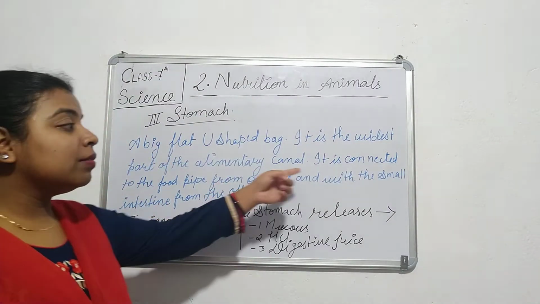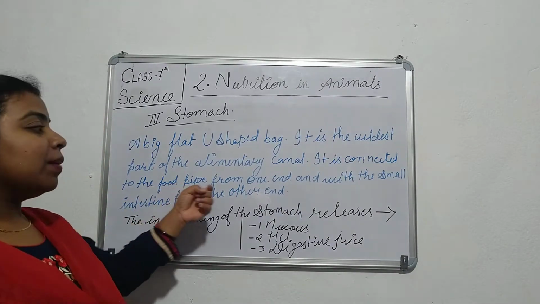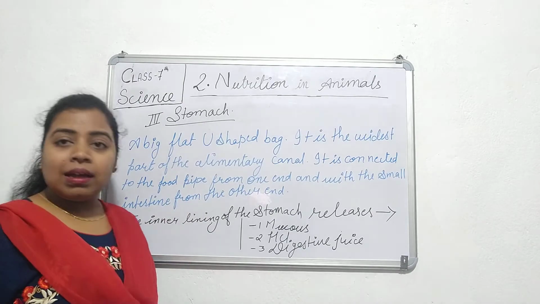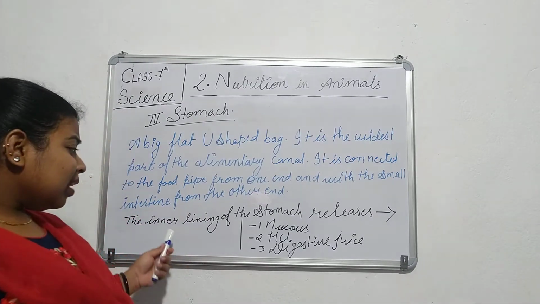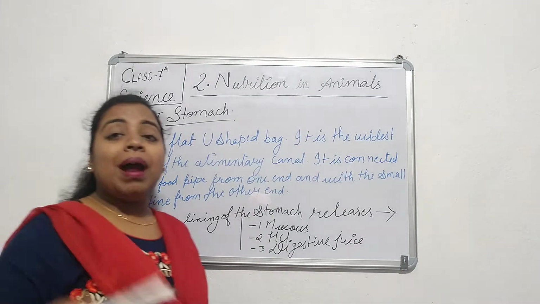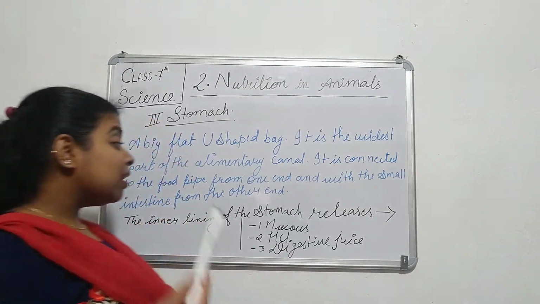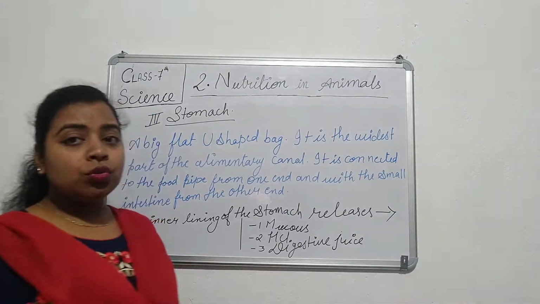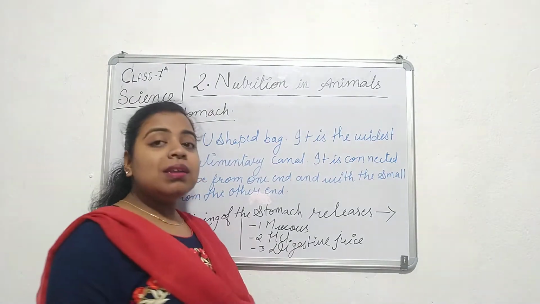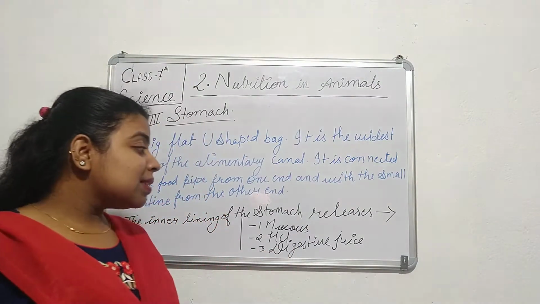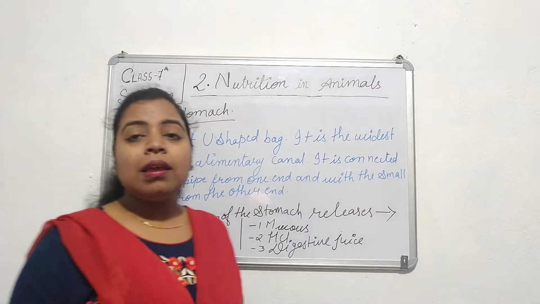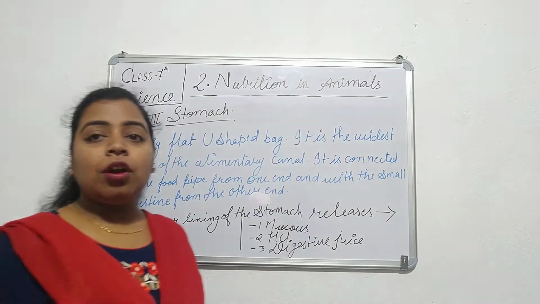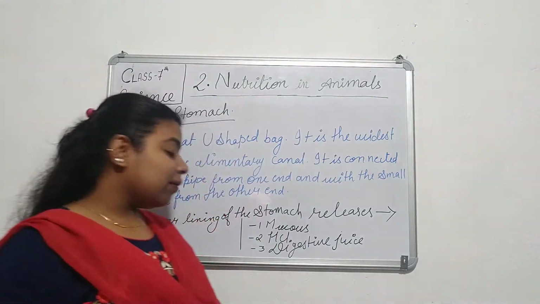As I have told you, the stomach is connected to the food pipe from one end and with the small intestine from the other end. The inner lining means the inner part of the stomach. The inner lining of the stomach releases mucus, hydrochloric acid, and digestive juice. So what does mucus do? Mucus helps in killing the bacteria in our stomach.